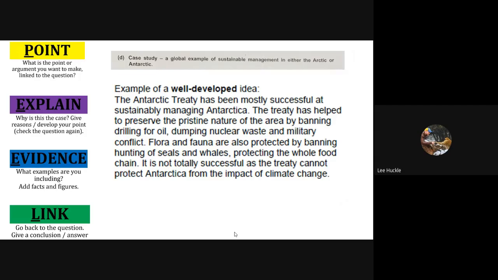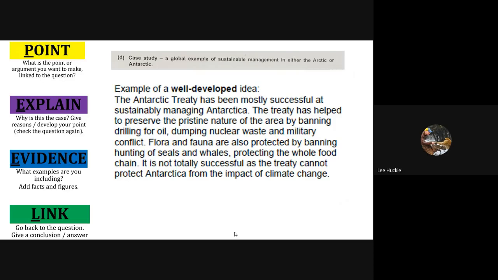This was an actual exam question that appeared a few years ago, and it says case study. It's asking you for a case study of a global example of sustainable management in either the Arctic or Antarctic. So here is what the exam board have provided as an example of a well-developed idea. Those words in bold, well-developed, come from the top band of the mark scheme. This is one of the paragraphs for this 6 mark question. So bear in mind, this is one paragraph only.